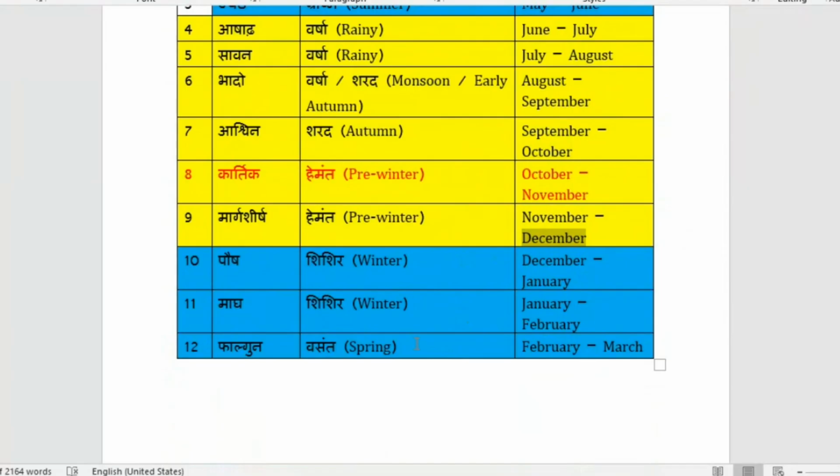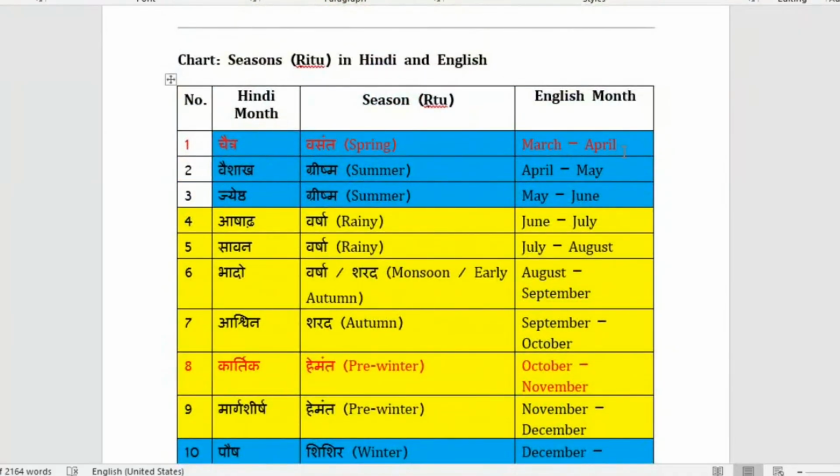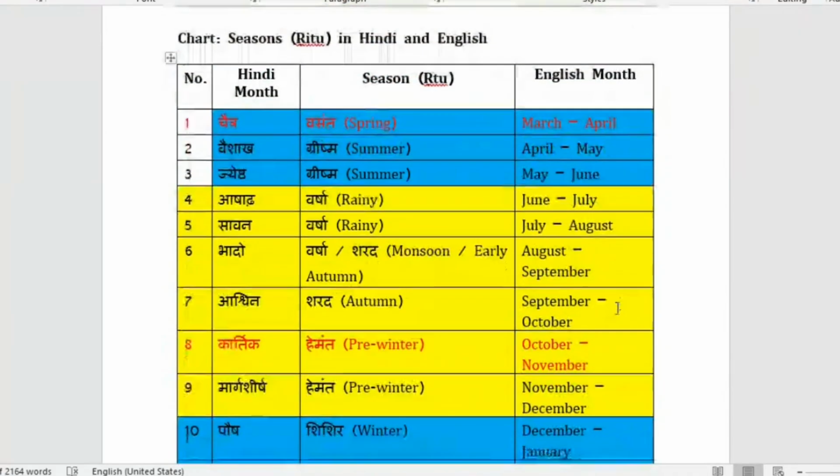Now again Sukanya ji, after Shishir, which is the season? Vasant season. Again Vasant. Which month will again be carried forward? February is carried forward. Very good. So February, March and April. You have understood this table now clearly?